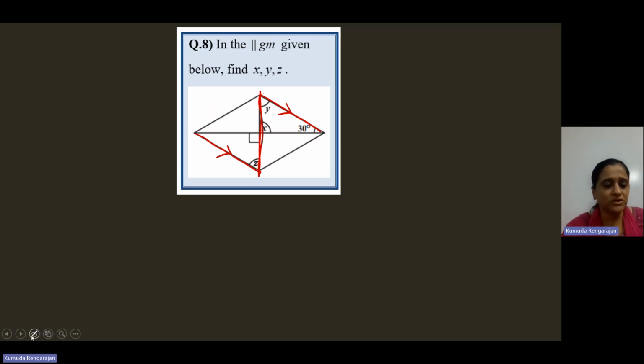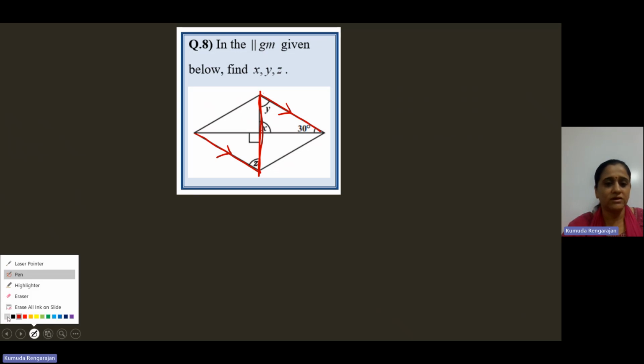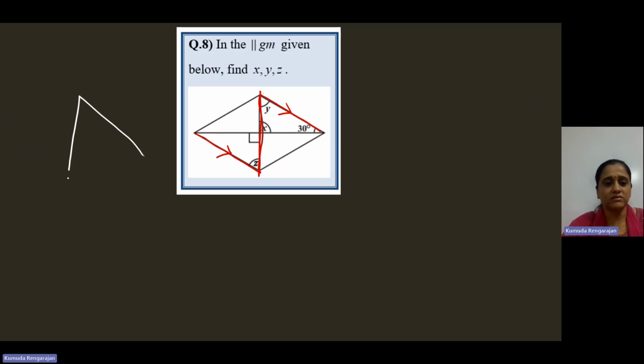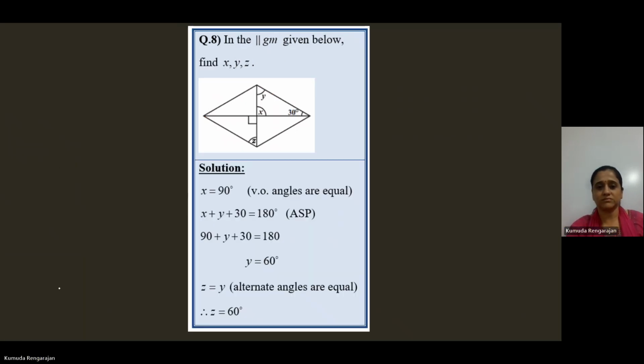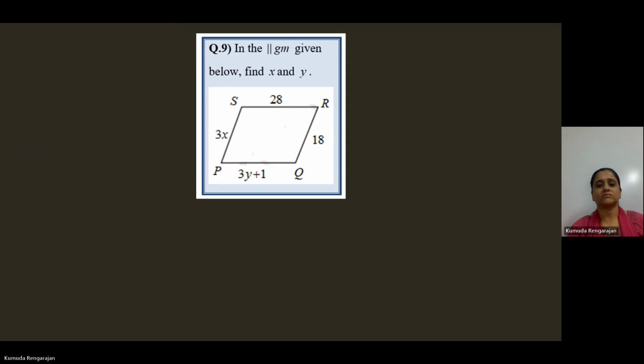So in that Z formation, see how is that Z? Like this. So this angle and this angle are equal because alternate angles are equal. So Y is 60, so Z is also 60.